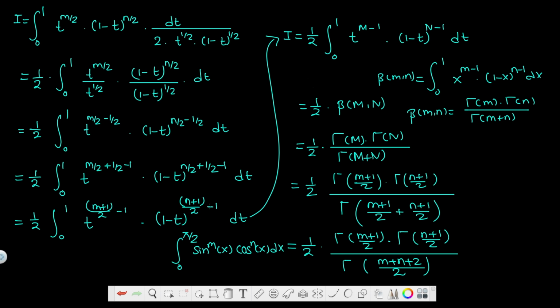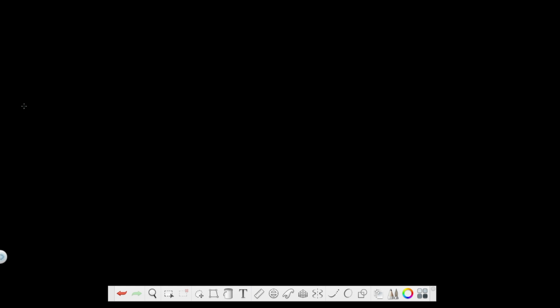Now we move on to the second property. So our second property was integral 0 to infinity e to the power minus x square dx equals 1 over 2 square root of pi. So to prove this, it is quite simple.